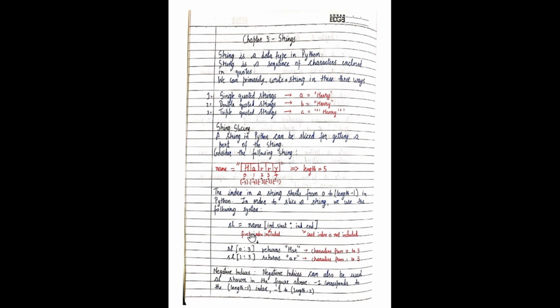Now here we can see in VS Code that slicing name, this is the syntax. Slicing 0 to 3 returns Har, and slicing 1 to 3 gives AR, characters from 0 to 3 and characters from 1 to 3. I have already explained the negative indices: negative indices can also be used as shown in the figure above. -1 corresponds to the last index, and -2 to the second last. Now move to the next page.